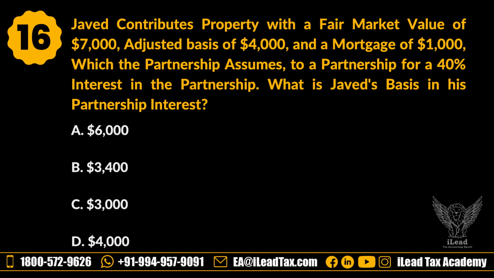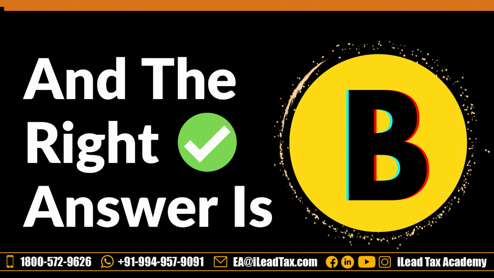Javed contributes property with FMV of 7,000, adjusted basis of 4,000, and a mortgage of 10,000, which the partnership assumes, to a partnership for a 40% interest in the partnership. What is Javed's basis in his partnership interest? A. 6,000, B. 3,400, C. 33,000, D. 4,000. Let's see the answer. The answer is B.